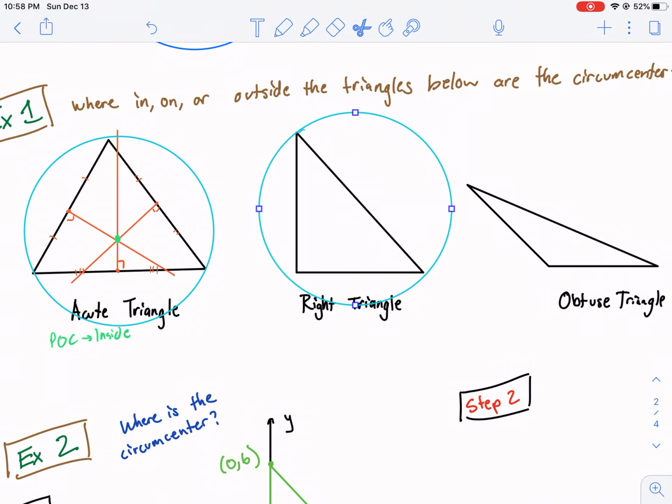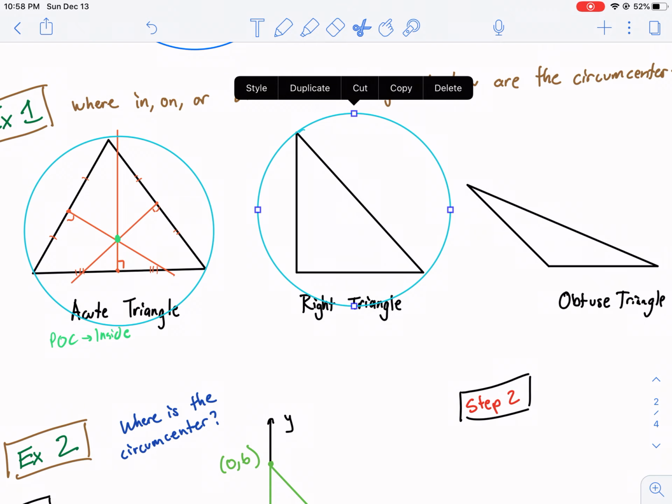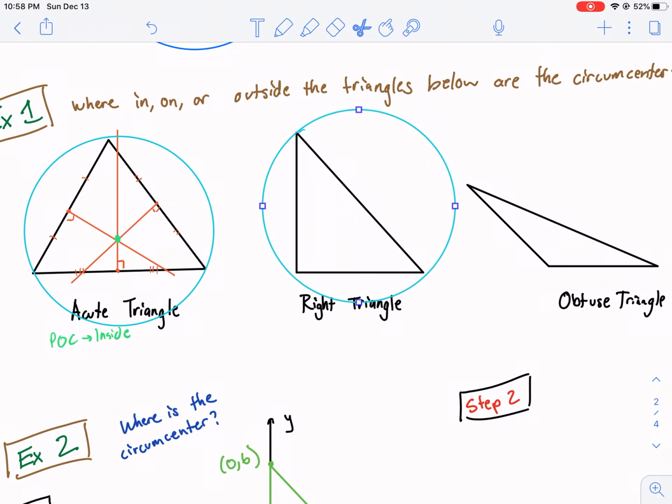I'm not happy with it. I'm sorry. I just need to adjust it a little bit. Right about there. I think my problem is the circle's too big. There. Okay, that looks good.